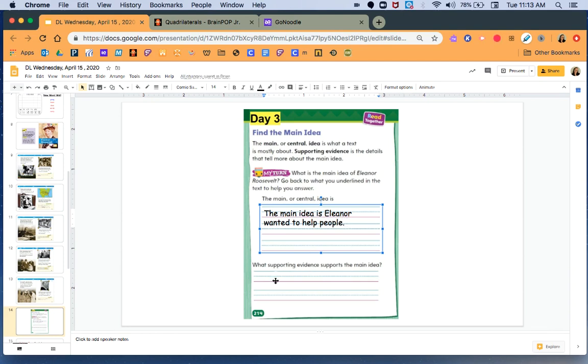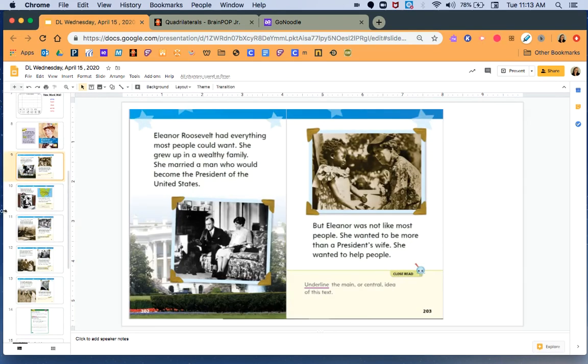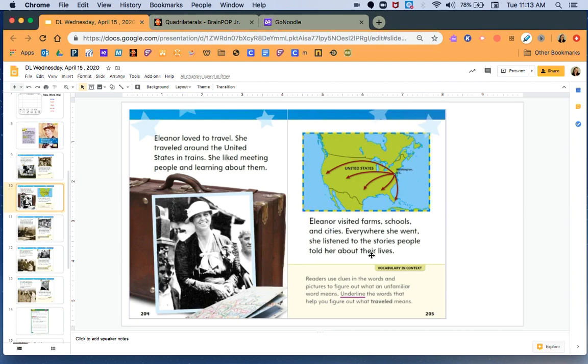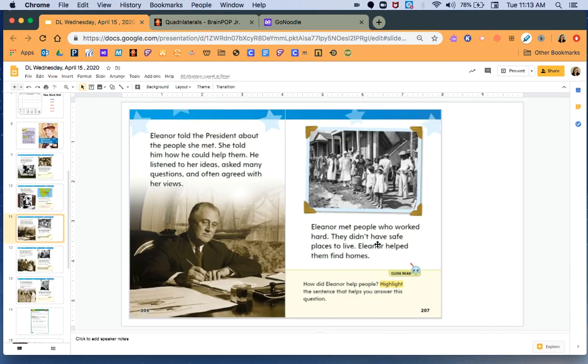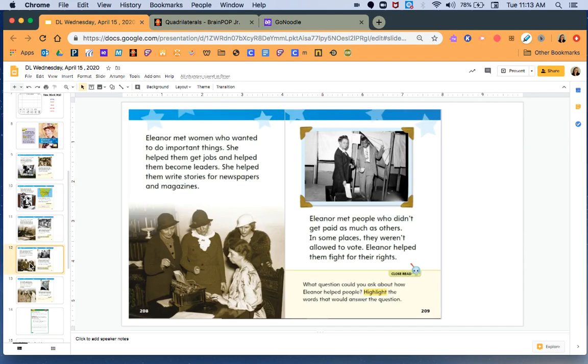Okay. And then what supporting evidence gives you to support that idea? So let's go back to our text. It tells me Eleanor traveled around to listen to their stories. Well, that was helpful. It also said Eleanor helped them find homes. That's a supporting evidence of how she helped.